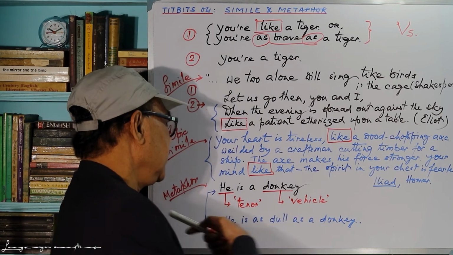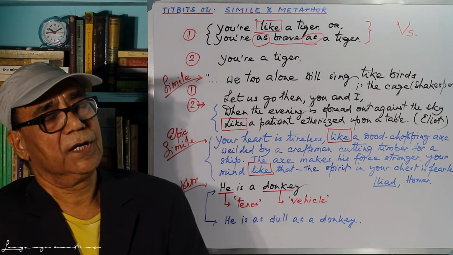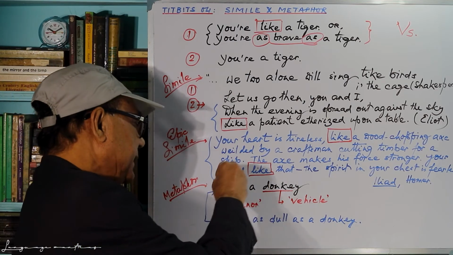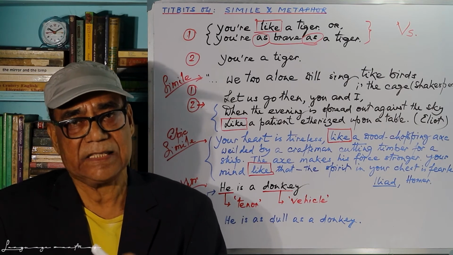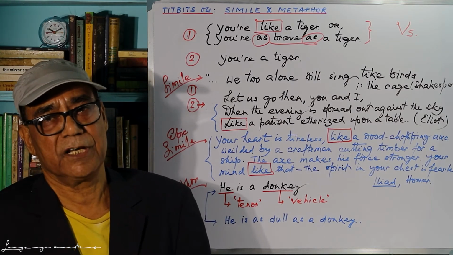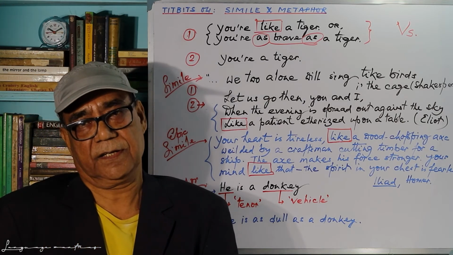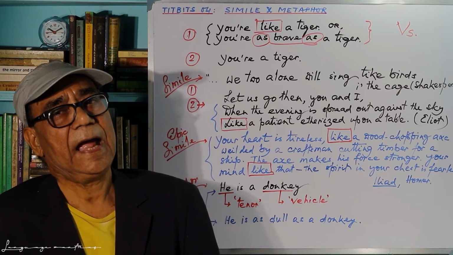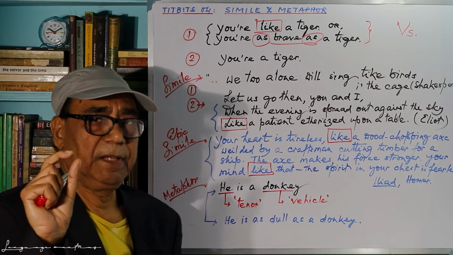But remember one thing, when we say he is a donkey, it is metaphor, because some qualities of the donkey are imposed upon he. That means he is as dull as a donkey. There is no difference between he and donkey. He is represented by donkey. He is not like a donkey. He himself becomes a donkey. So this is the difference between simile and metaphor.